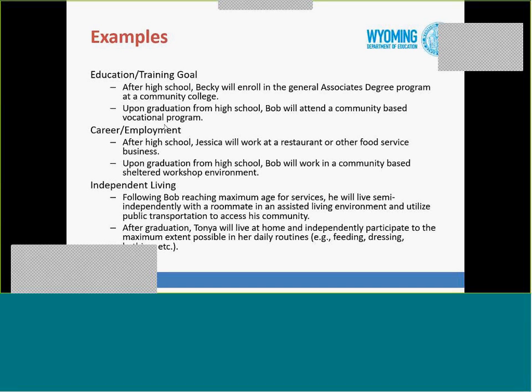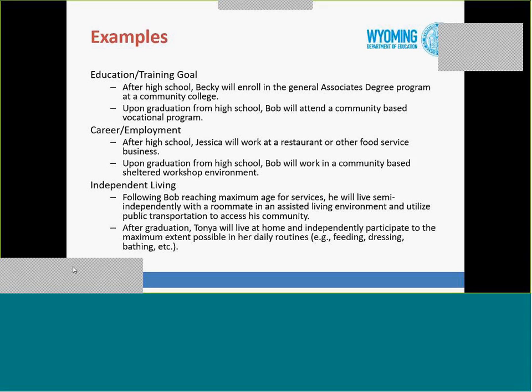So here are some examples of post-secondary goals, and some of these were taken directly from some of your IEPs with the names changed, of course. Some good examples under education and training are, after high school, Becky will enroll in the General Associate Program at the community college. Upon graduation from high school, Bob will attend a community-based vocational program. For career employment, after high school, Jessica will work at a restaurant or other food service business. Upon graduation from high school, Bob will work in a community-based sheltered workshop environment.